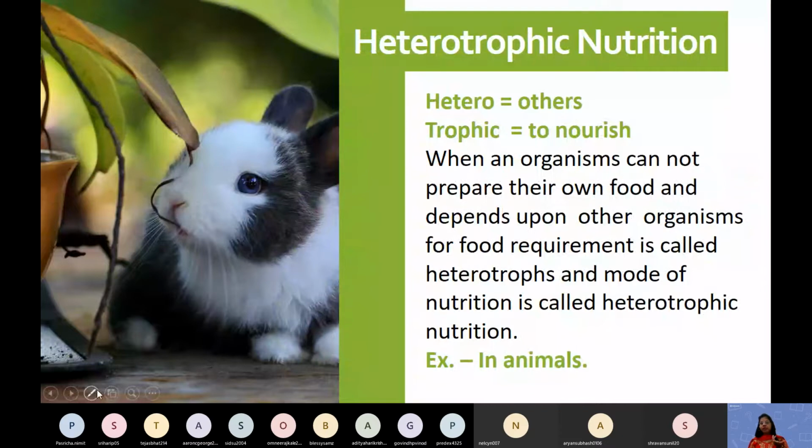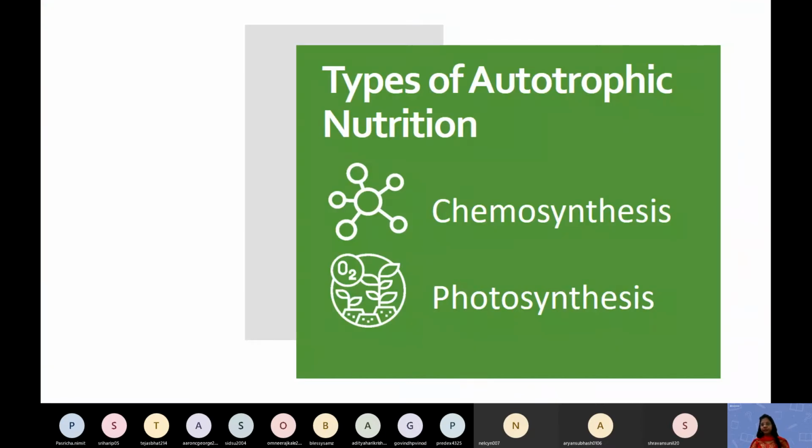Now, heterotrophic nutrition, like in all animals: hetero means other and trophic means to nourish. When an organism cannot prepare its own food and depends upon other organisms for its food requirement, that kind of nutrition is called heterotrophic nutrition. That is our style, and that is the nutrition in all animals, because we don't have chlorophyll, we cannot perform photosynthesis. So we are dependent upon plants for our food requirements.